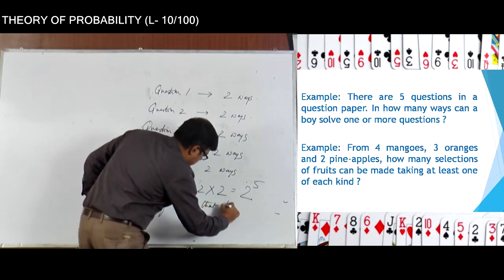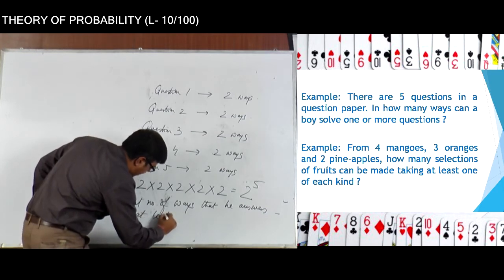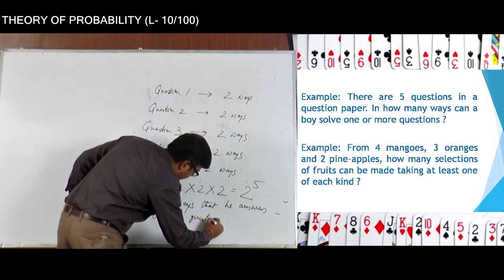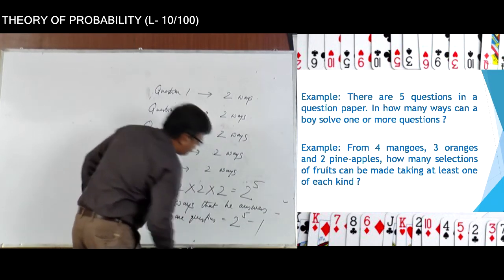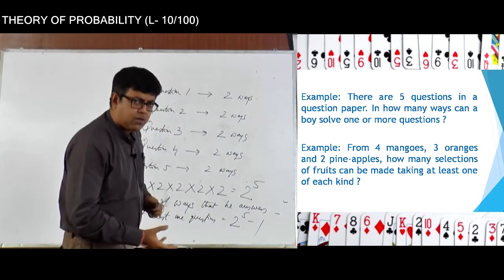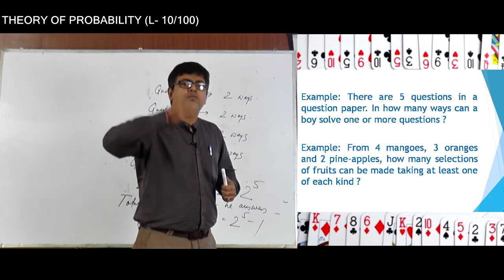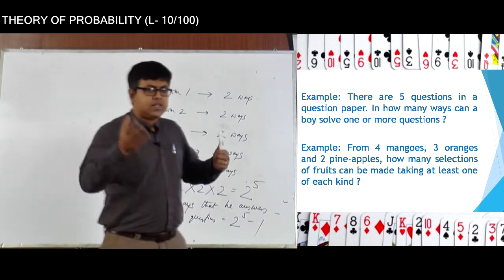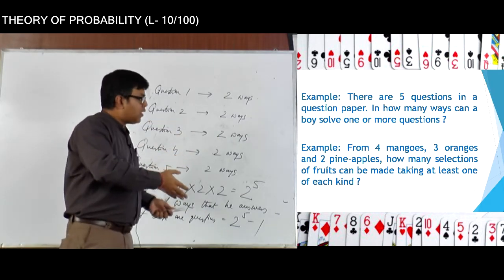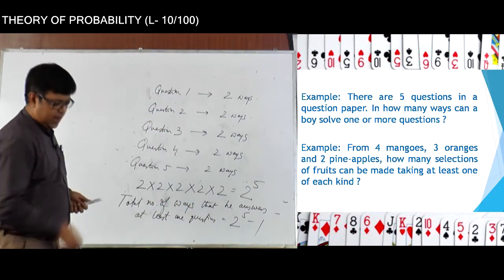So the total number of ways that he answers at least one question, at least one and one or more being the same, will be equal to 2 to the power 5 minus 1. I have to subtract that one case where he is not answering any of the 5 questions, and then I will be left with those cases where he answers at least one of the questions. So you can see it is exactly the direct application of the total number of combinations where all things are dissimilar in nature. Another question will make things even clearer.